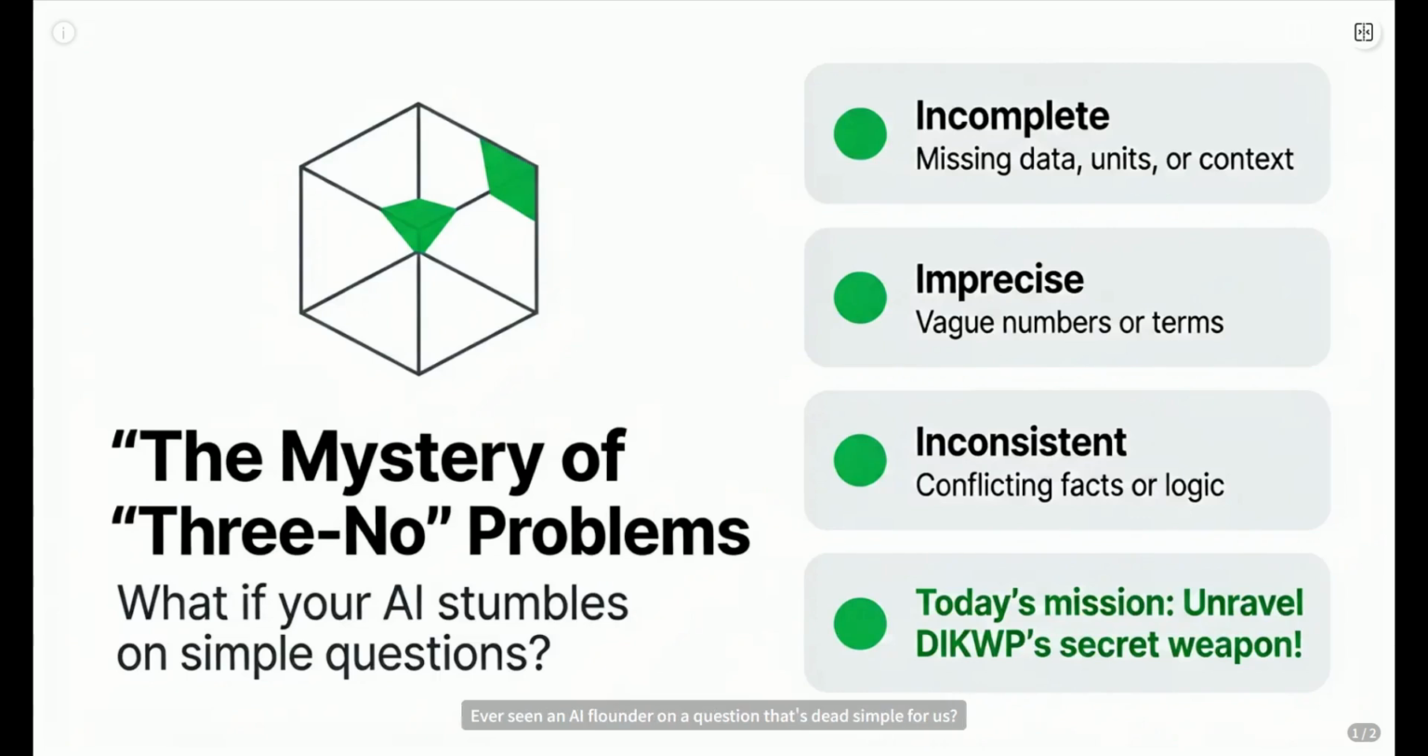Ever seen an AI flounder on a question that's dead simple for us? Like, if 240,000 tons of coffee cost 10 billion yuan, what's the price per jin? Sounds basic, right? But sometimes even the smartest systems get tripped up by incomplete, imprecise, or inconsistent info. That's the 3 No problem. Today we're cracking open DIKWP's secret sauce to tackle this mess.